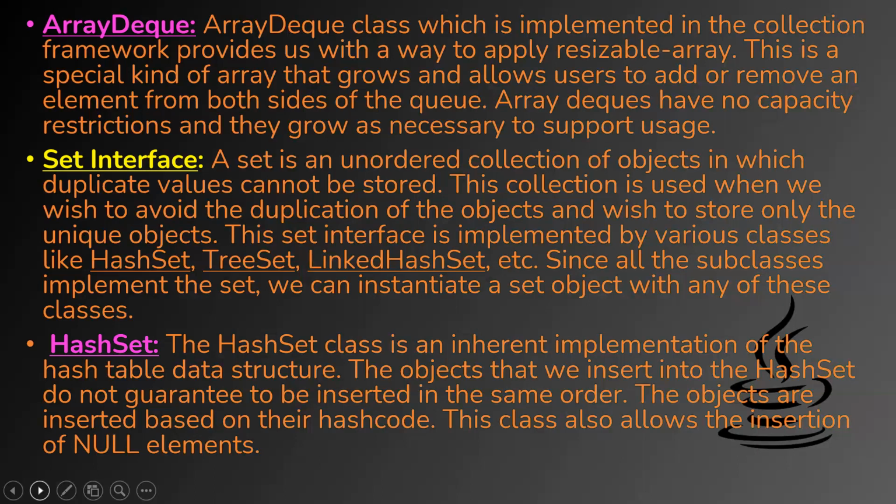HashSet. HashSet is a class that is an inherited implementation of a hash table data structure. The objects that we insert in the HashSet are not guaranteed to be inserted in the same order. The objects are inserted based on their hash code. This class also allows the insertion of null elements.